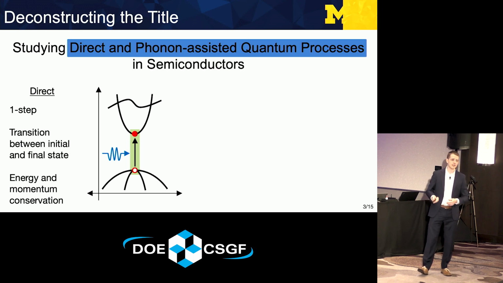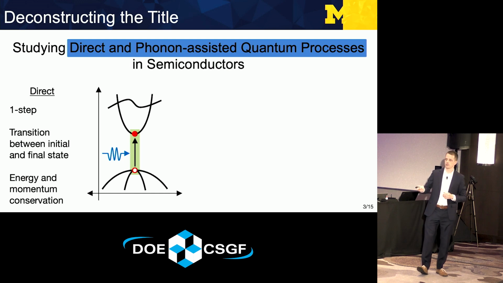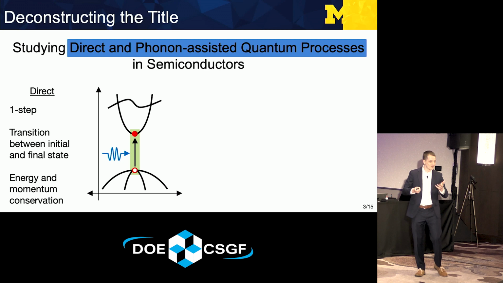In the direct process, this is one step, right? There's just a single transition. That's it. You have nice energy and momentum conservation between your initial and final states. That's great. These are a little bit simpler to calculate.